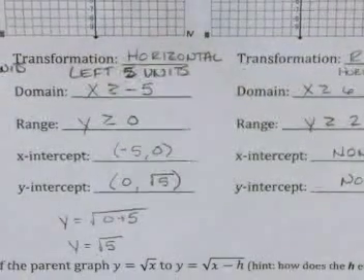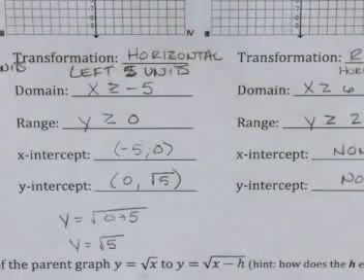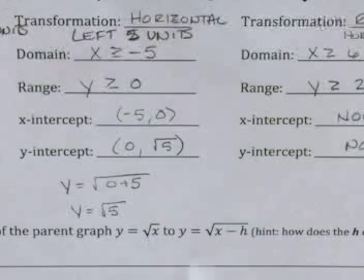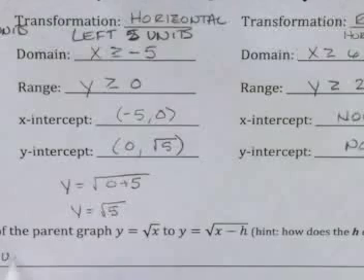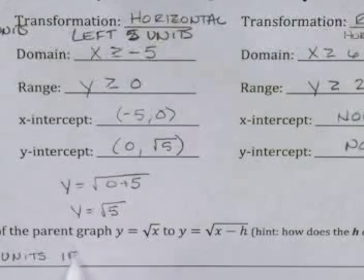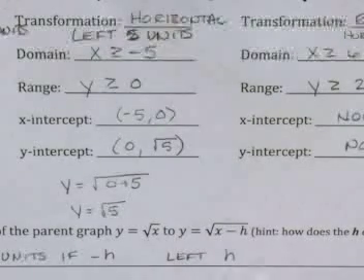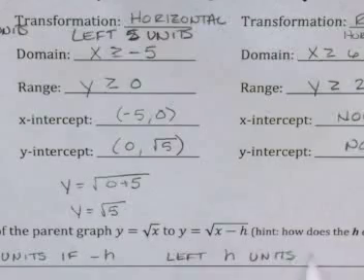So let's make some generalizations about what happens when we shift left and right. It says, explain the transformation of the parent graph, y is equal to the square root of x, to y is equal to the square root of x minus h. How does h affect the graph? So our graph is going to shift right h units if negative h, and left h units if positive h.